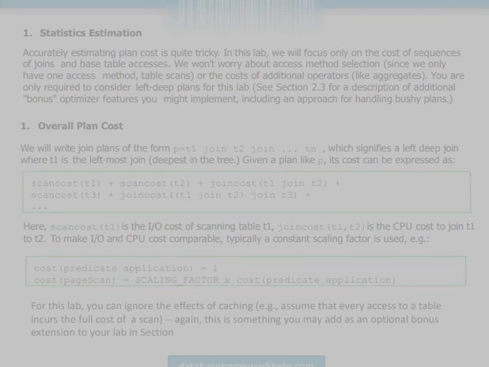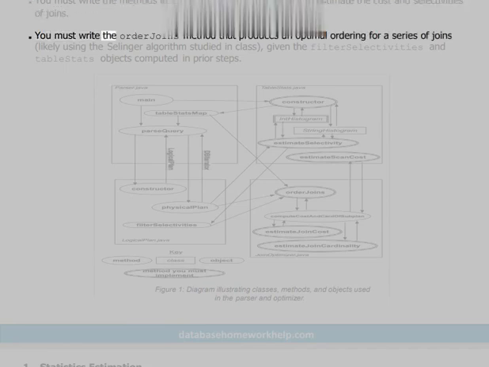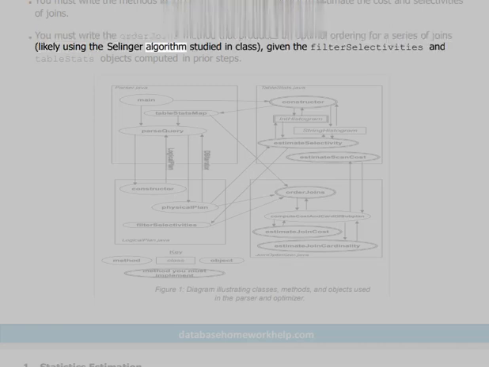You must write the methods in JoinOptimizer that allow it to estimate the cost and selectivities of joins. You must write the orderJoins method that produces an optimal ordering for a series of joins, likely using the Selinger algorithm studied in class, given the filter selectivities and table stats objects computed in prior steps. Figure 1. Diagram illustrating classes, methods, and objects used in the parser and optimizer.